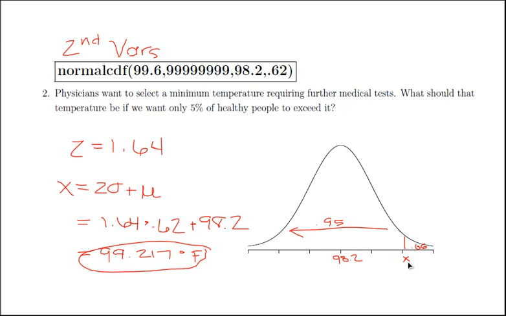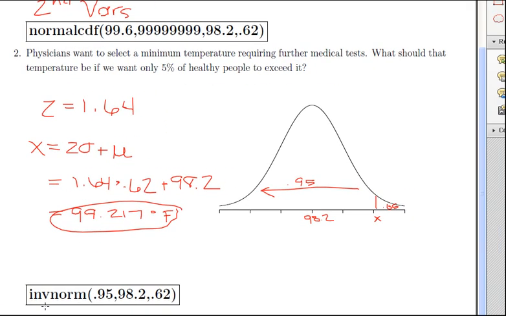Okay, so that's the value that corresponds to the top 5%, or the bottom 95th percent. And that's opposite of what we did in the problem above, where I gave you x and we looked for the area. Here I gave you the area and we're looking for x. So if you're going to use your calculator to do this problem, you're going to use the inverse norm. The inverse norm, you want to put in the area to the left. So you're going to put in 0.95 and then the mean and then the standard deviation, and you get something very close to 99.217.